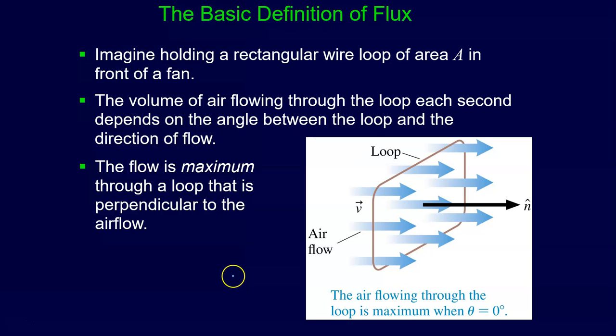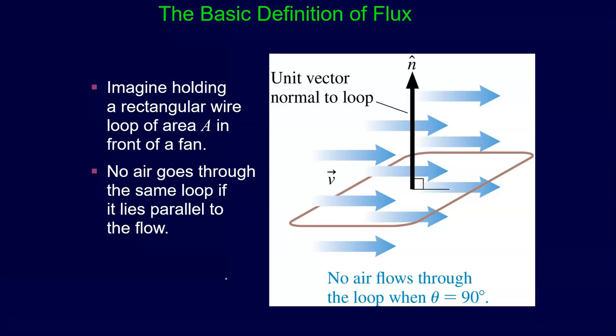The flow is maximum when the loop is perpendicular to the airflow, and it's a minimum, it's 0, when the loop is parallel to the airflow. And so this is the way electric flux is going to work. We're going to have these surfaces, and if the electric field is sort of piercing through it, we're going to have a large amount of flux.